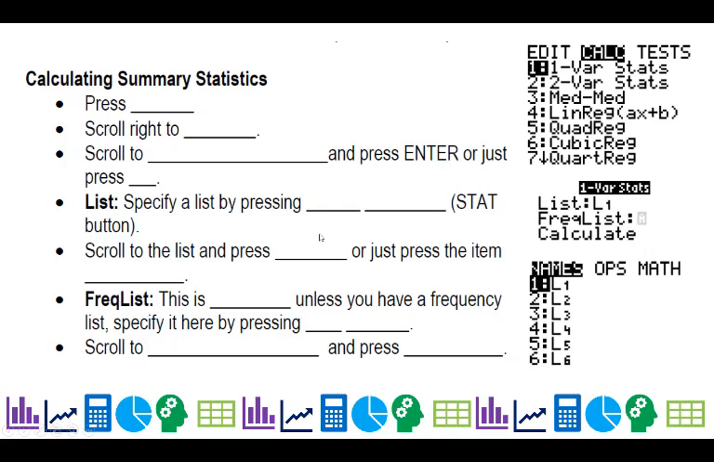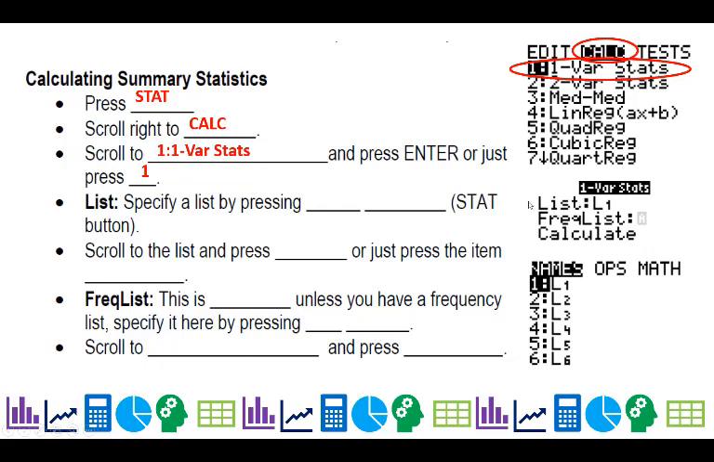Okay, once you've entered your data in a list, then we need to go ahead and calculate the summary statistics. So you're going to press Stat again. This time, instead of staying on the edit screen, you're going to scroll right till you see the Calc screen and see how this changes down here. And we want the first option, which is 1-Var Stats.